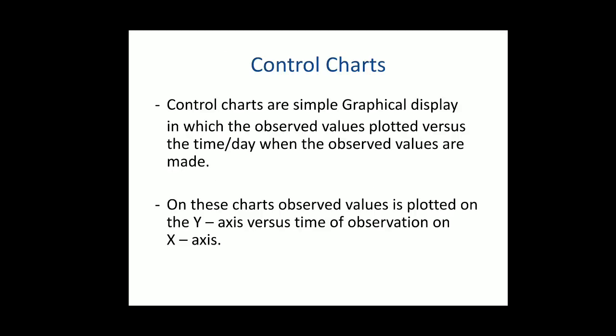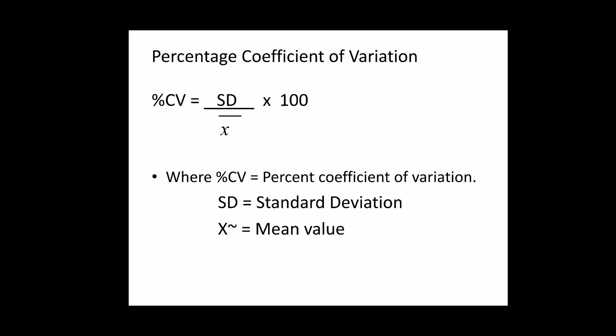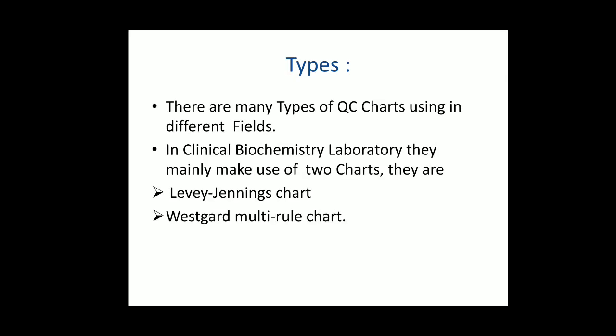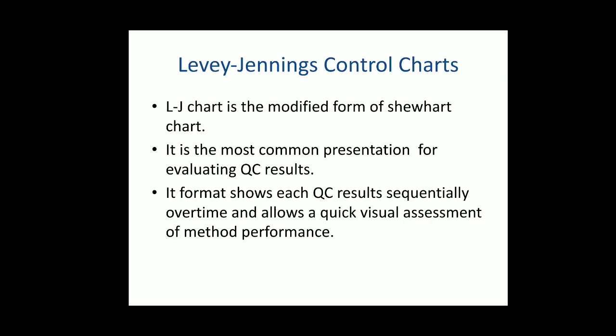Percentage coefficient of variation is also there. Standard deviation divided by the mean value, multiplied by 100, gives the percentage coefficient of variation. All this calculation you need not bother about, it is done in the instrument itself. The thing you have to know is how to check the chart and how we have to release a report. There is the Levey-Jennings chart I told you about, and we have to follow Westgard rules. What is the Westgard rule? I'll tell you.